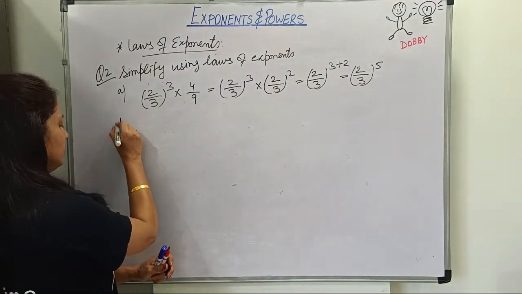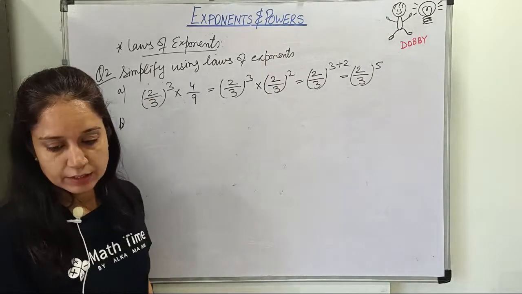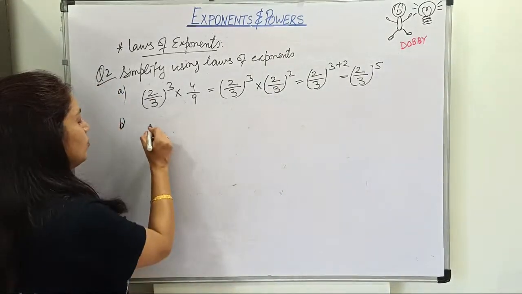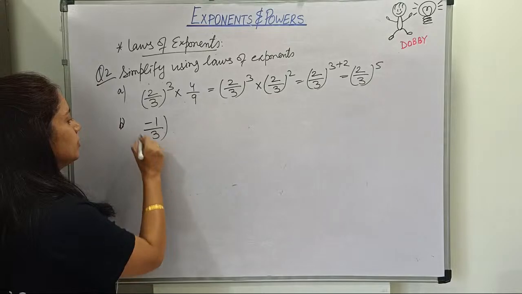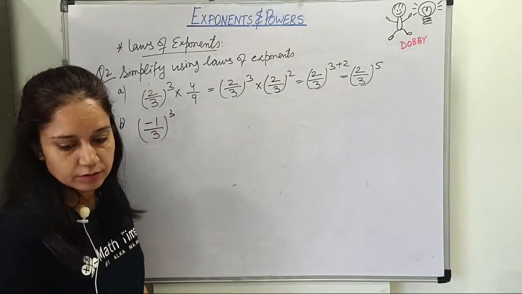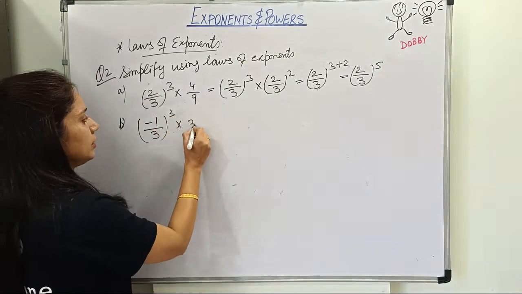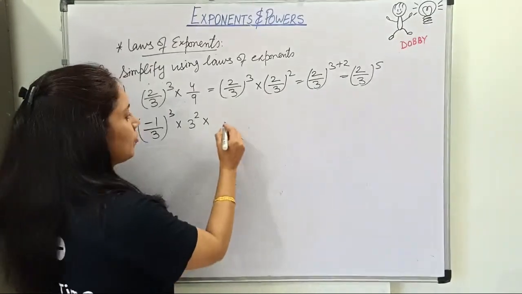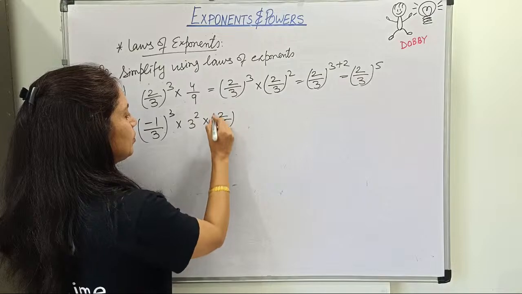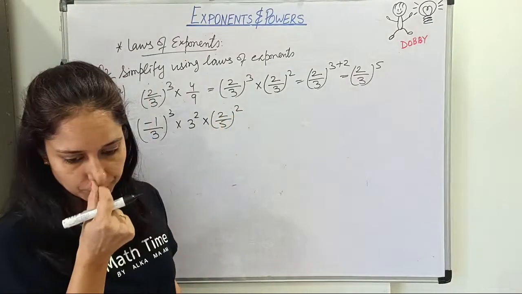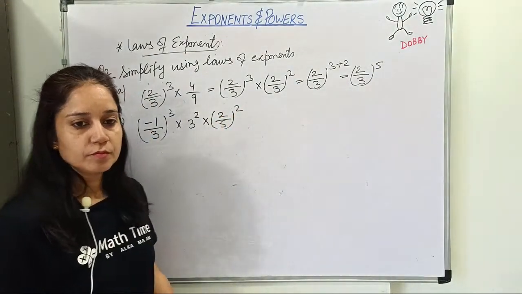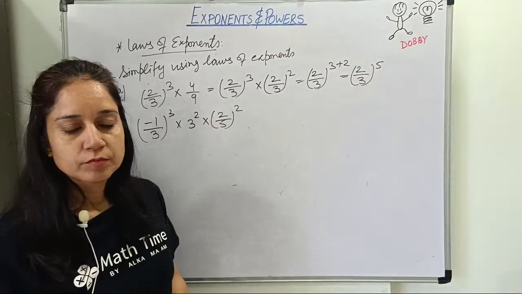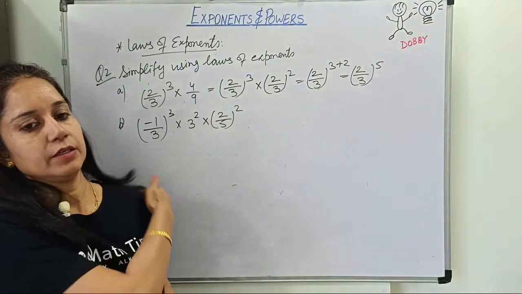B part. Next question. Minus 1 upon 3 raised to the power 3 multiplied by 3 raised to the power 2 multiplied by 2 upon 5 raised to the power 2. Yeah, correct. Manya correct. Zoya correct. Kshitij correct.